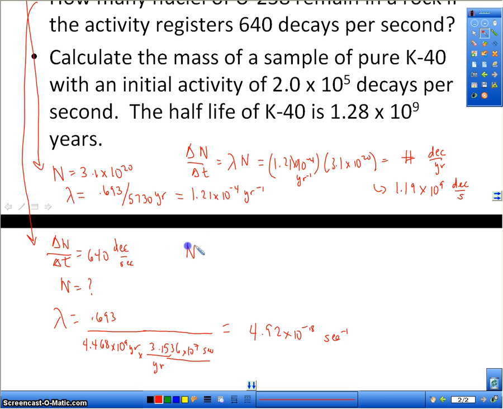So now you can find your N value by taking your activity and dividing by your decay constant. That's the formula. When you work that out, you have 640 divided by this decay constant, and you end up with 1.3 times 10 to the 20th nuclei for that particular sample. So that's how many nuclei are in that sample at that time, if the decay activity was 640 decays per second.